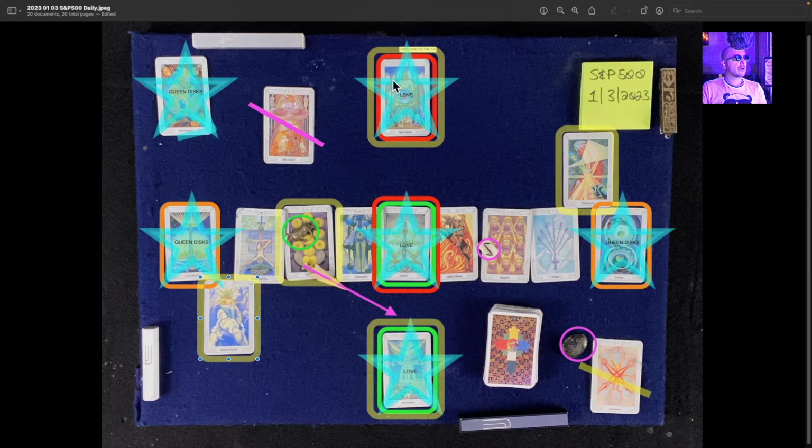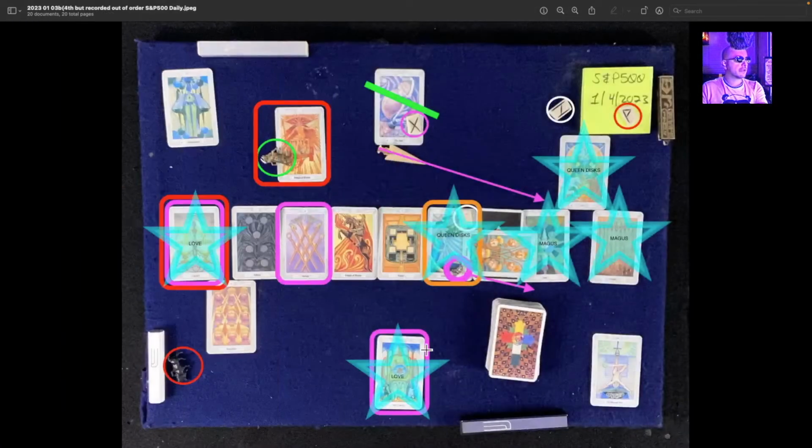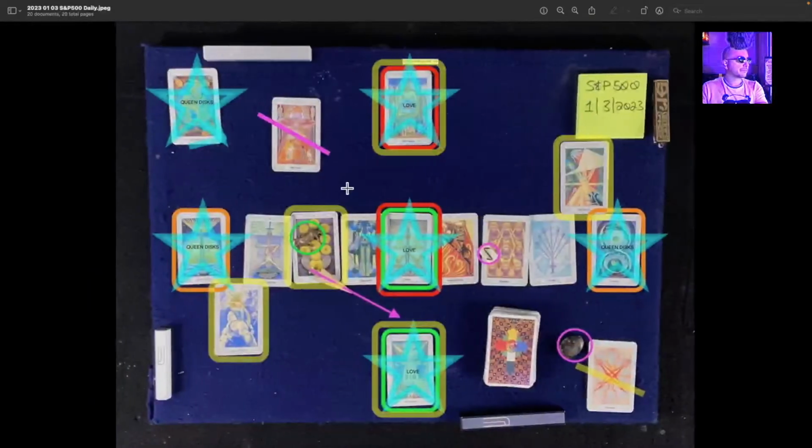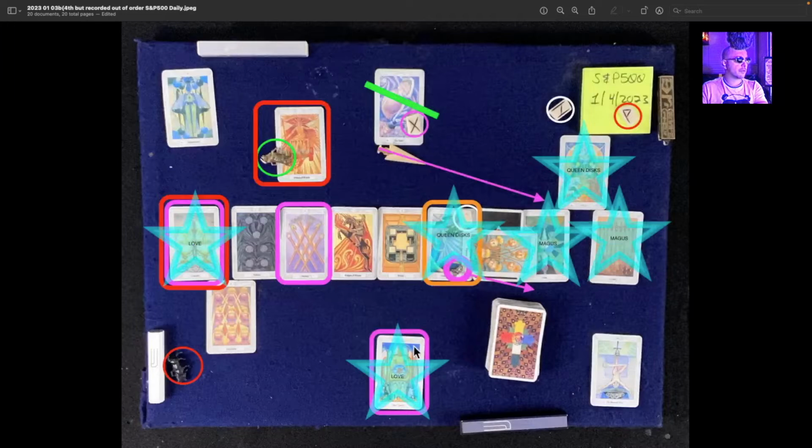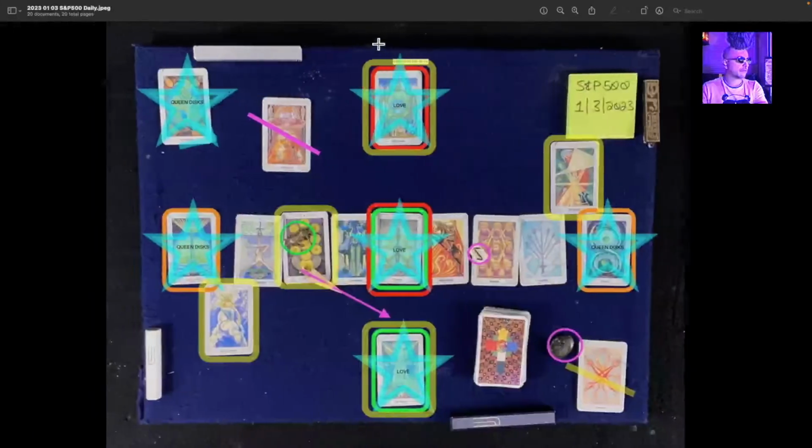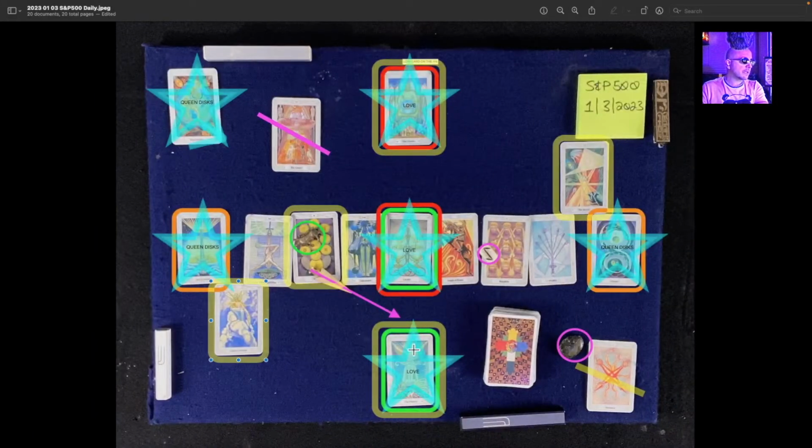This is also the low card. I put a note, low card on the 4th. Interesting. So it's likely that the high from today, from the 3rd, will be the low price level on the 4th, very likely.